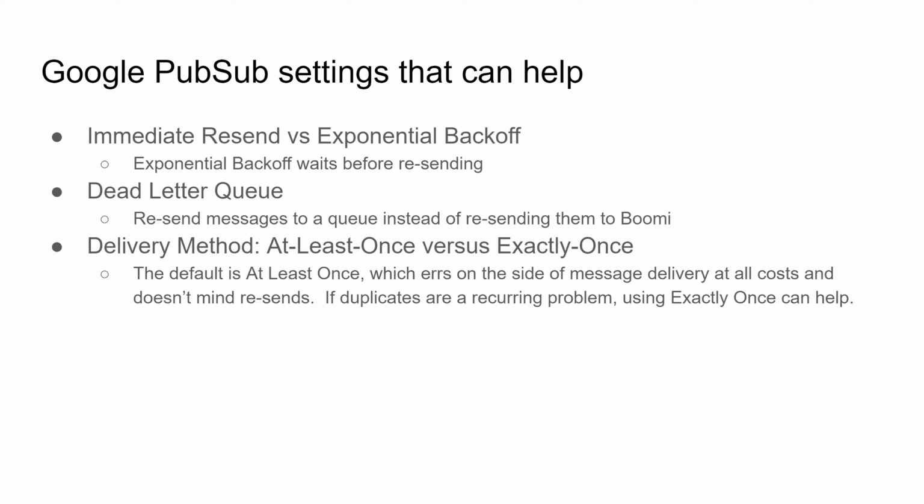Exactly once tells it to, as it says, send the message only one time. Now, that can come with some issues. You're going to want to look into it. Exactly once means it's not going to resend, so if there are situations where it does need to resend, that might not be the best option. There are pluses and minuses to both, but that's less of a Boomi application concern and more of a Google PubSub concern. All this is well documented by Google and is just some ideas of things you can look into that can help this issue.